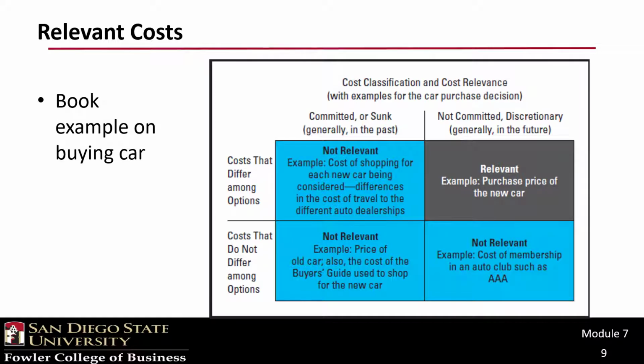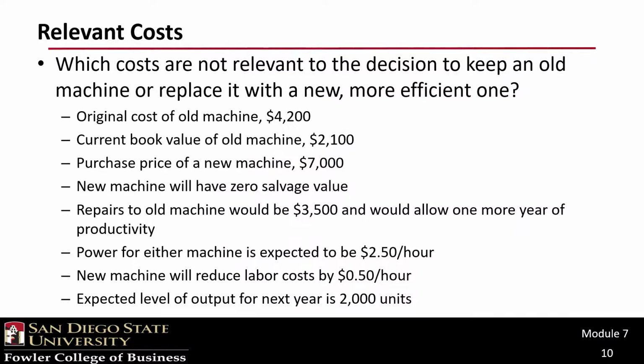Okay, so this is a book example on classification of costs for relevance if you were buying a car. And I'm not going to go through this in detail because it's right out of the book, but I think you would see that it largely maps to the example we just presented. Okay, so let's do a quick practice exercise. So we've got a decision to keep an old machine, or we're going to replace it with a new, more efficient machine. And the question is, which of these costs are relevant?